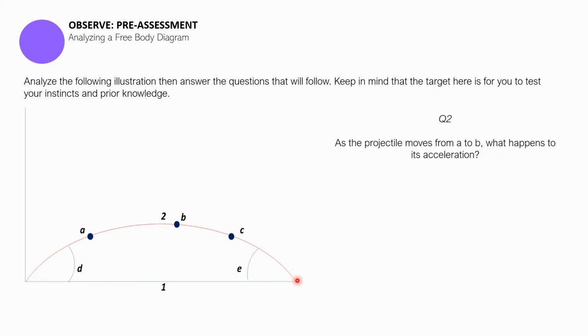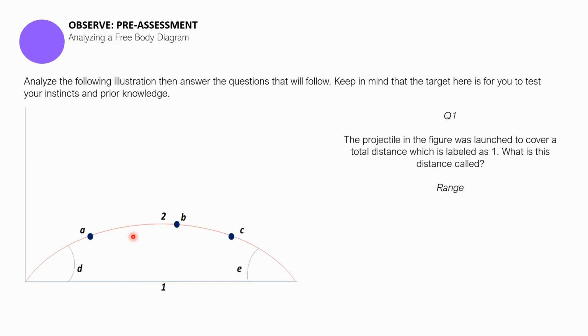And then the next question, question number 4. As the projectile moves from A to B, what happens to its acceleration? Let's just check: we have question number 1, question number 2, question number 3, and this is question number 4. As the projectile moves from point A to point B, how will you describe its acceleration? What is happening to it? Okay, that's it for the questions.